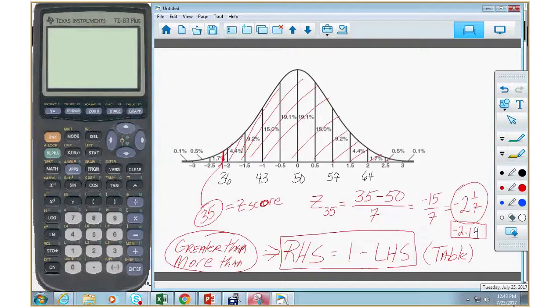Now, the table only gives you the left-hand side. Okay? It only gives you the left-hand side. So if you're doing the table, you got to look up 2.14, and whatever that area is, you got to subtract it from 1. And that'll be the same answer that we're going to get with the calculator. All right? So, how do you put it in the calculator? Well, you know the second bars.